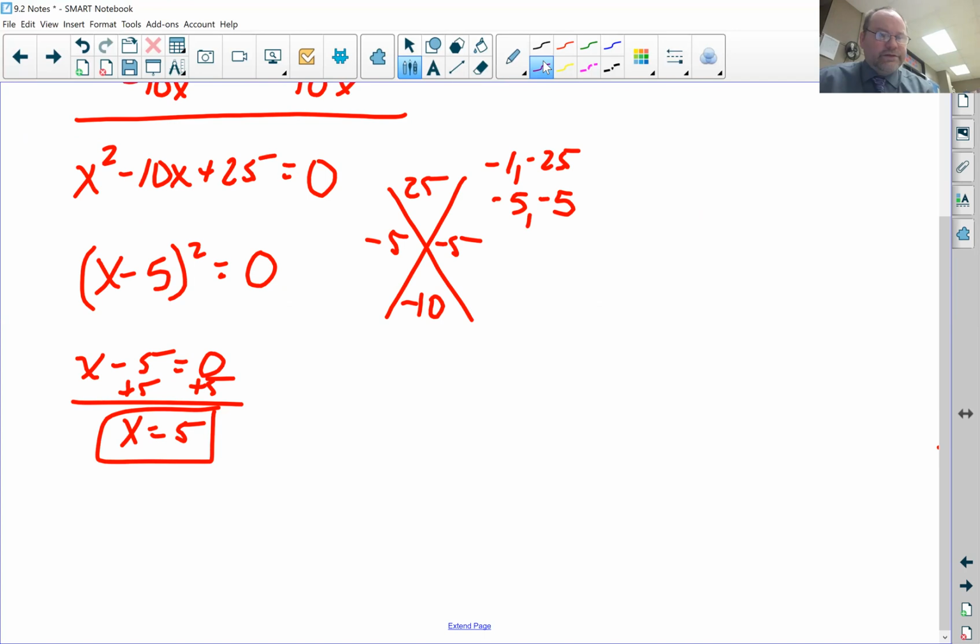All right. And again, if you recognize that it was a perfect square trinomial, you wouldn't have had to use the x method. But if you didn't recognize it, the x method works really well.